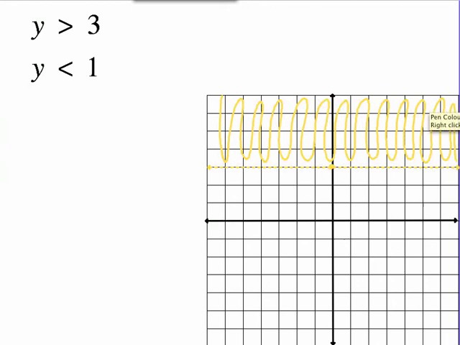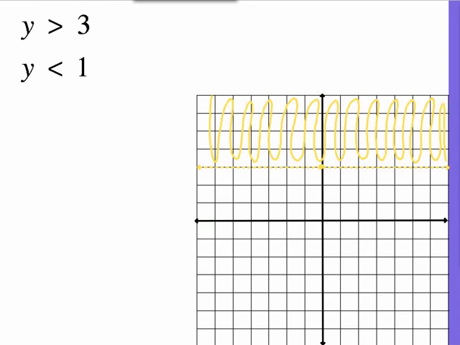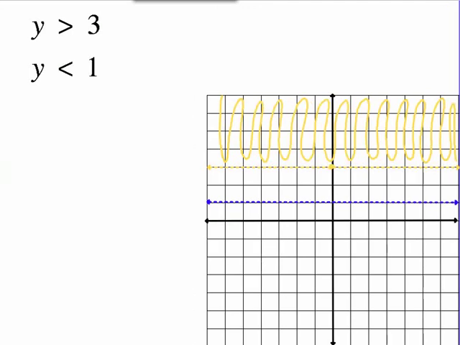Okay, next one. y is less than 1. What type of line? Horizontal dashed at 1. Which way am I going to shade? Down. Bottom. 0 is less than 1.